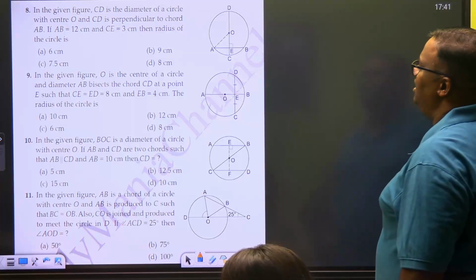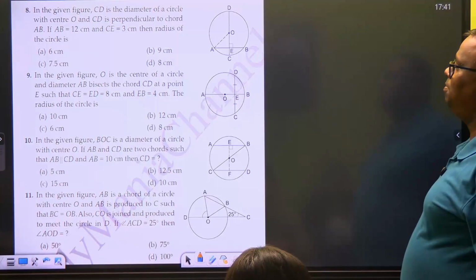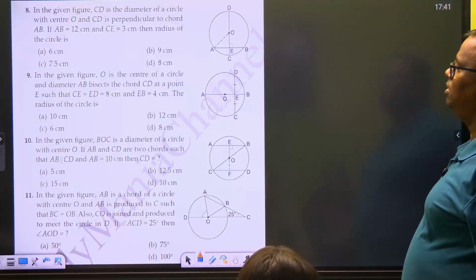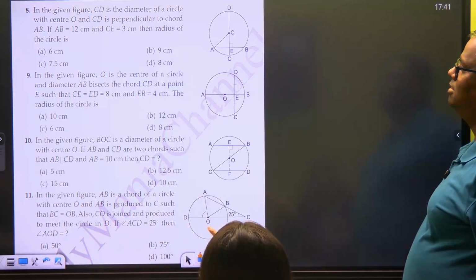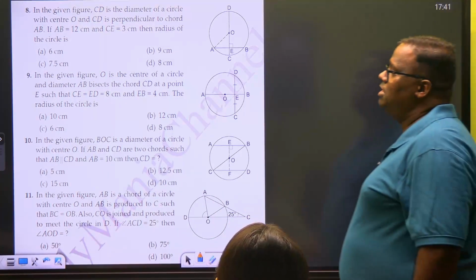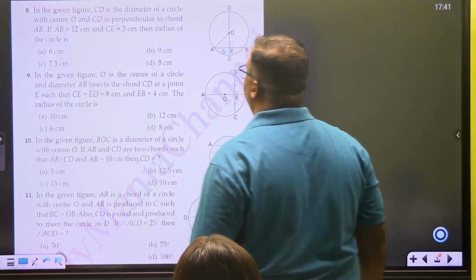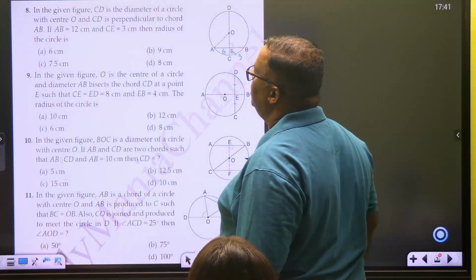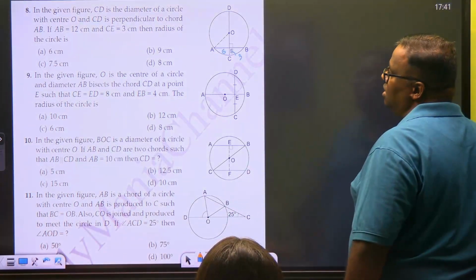क्या क्या बोला है? CD diameter है. And CD is perpendicular to the chord. You have to find out radius. CE value is given to you. हाँ, सर वो यूज कर सकते हैं ना. AB की वैल्यू दे देते हैं तो 6 सेंटीमीटर प्लस AB value is how much? 12. If AB is 12, then this becomes 6. Fine. Then CE value is 3. This value is 3. And what else is given? Radius of the circle is how much?